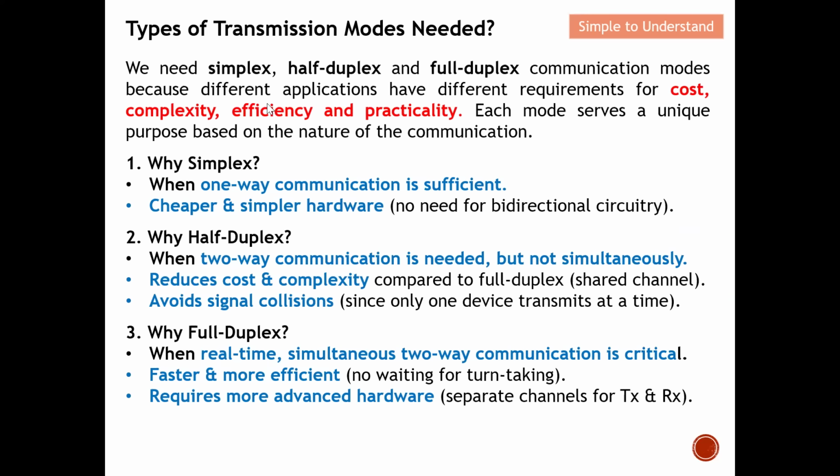Efficiency: full-duplex has the best efficiency since communication can happen simultaneously in both directions. Another consideration is practicality, whether you need to always configure it as full-duplex. In this video, I'm going to explain them one by one. Each mode actually serves a unique purpose based on the nature of the communication.